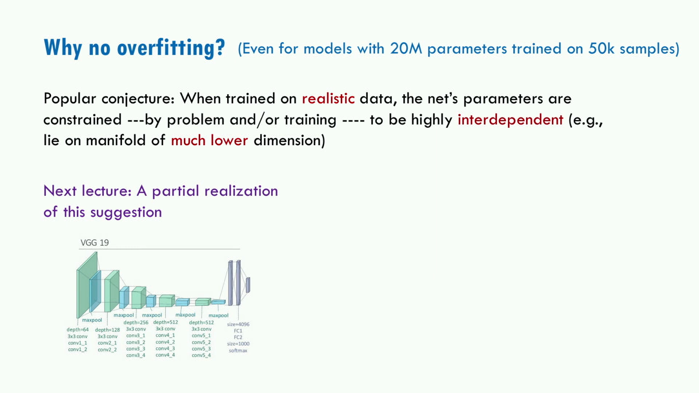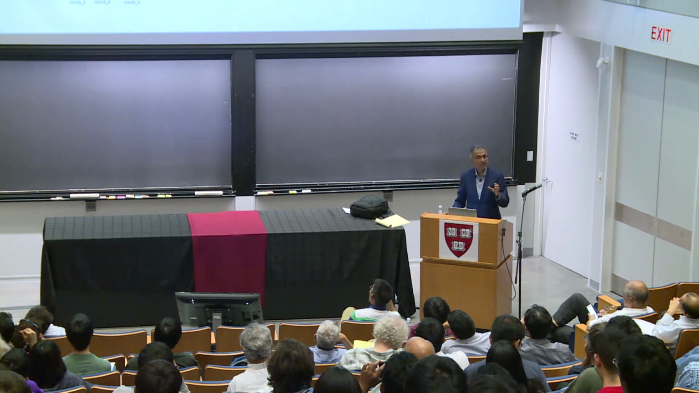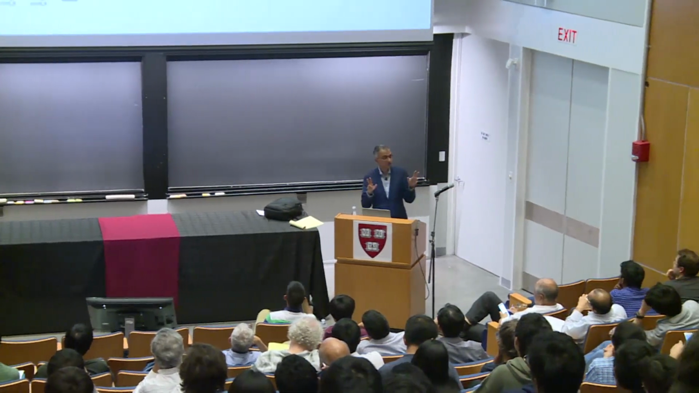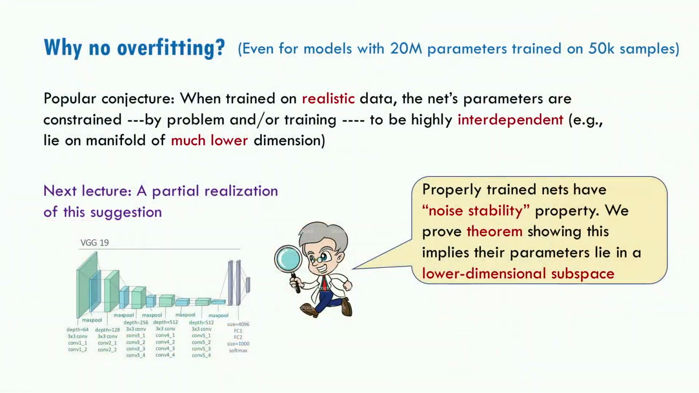What we did was look empirically at a lot of trained neural nets, deep nets. And we showed that properly trained nets have a property called noise stability. And we prove a theorem that for nets with this noise stability property, their parameters lie in a lower dimensional subspace. So not just on a manifold, but on a linear subspace. That effectively reduces the number of parameters in the neural net and gives estimates better than previous methods for the capacity of the neural net, the number of parameters.